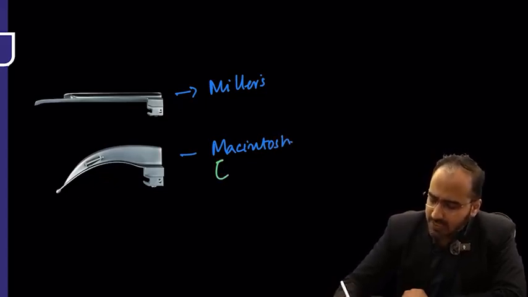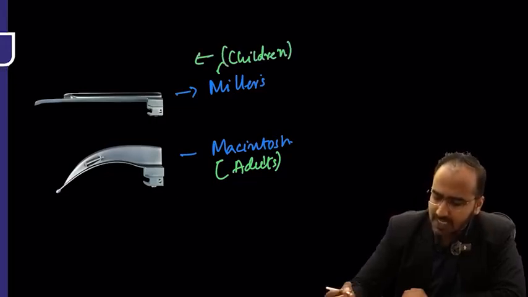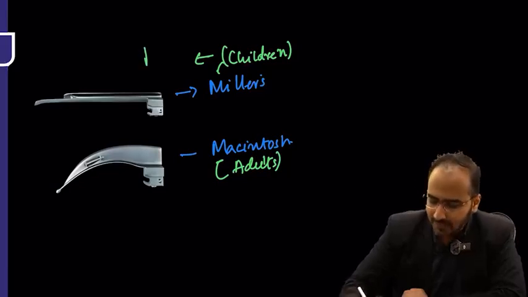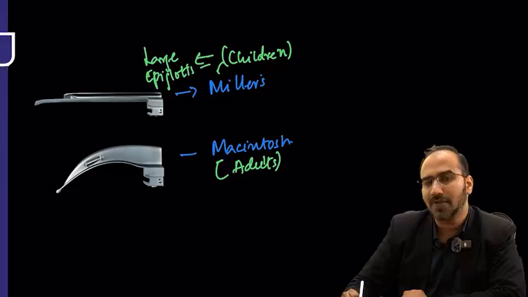Remember guys, the curved blade is used in adults, whereas the straight blade is used in children. The reason is what? Children have a large epiglottis, which can be easily lifted through Miller's.